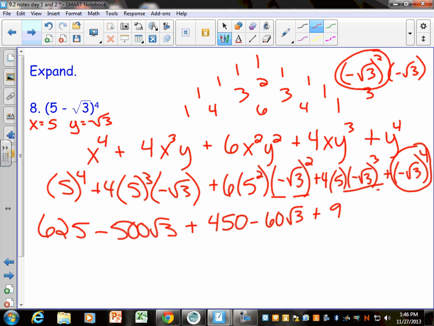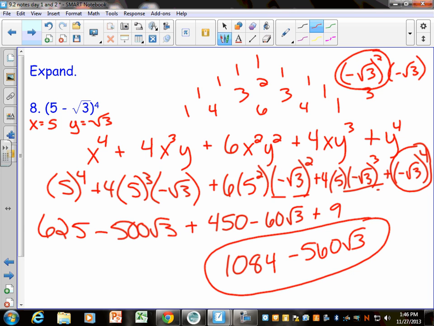Which means, unlike all the ones we did yesterday, you actually have some like terms on this that you can put together. 1,075 plus 9 would be 1,084, I think. And then negative 500 minus 60 is minus 560 square root of 3.